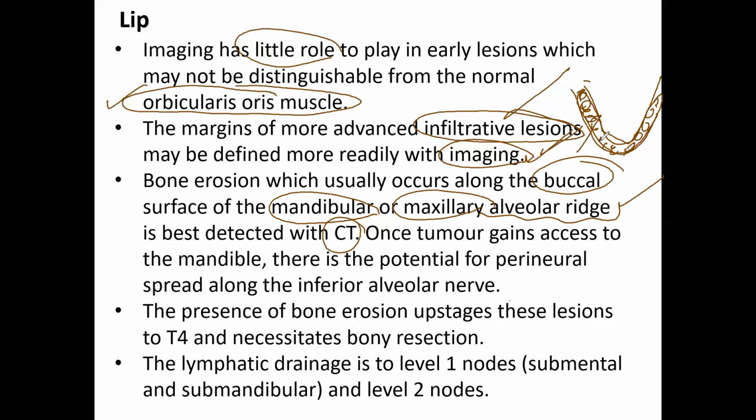Once the tumor gains access to the mandible, there is a potential for perineural spread. You should have it in mind. There is potential for perineural spread through the inferior alveolar nerve, which, as you know, is a branch of the mandibular division of the trigeminal nerve. The inferior alveolar nerve can help in the spread.